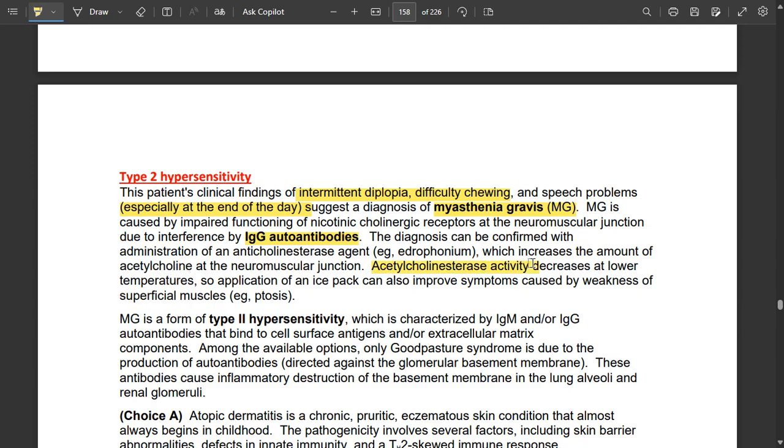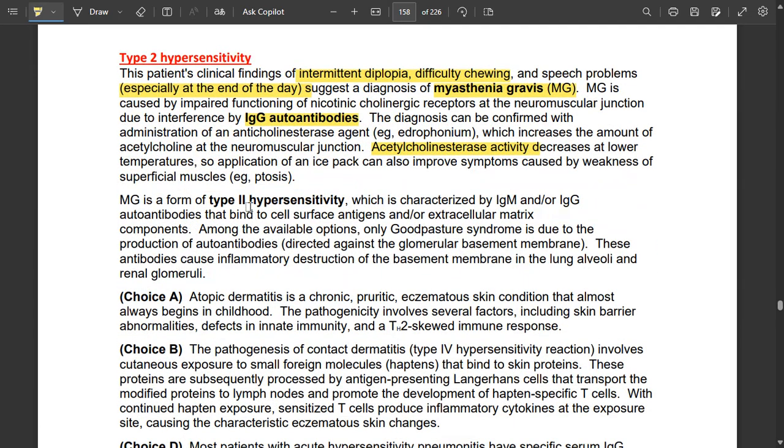Acetylcholinesterase activity decreases at lower temperature, so application of an ice pack can also improve symptoms caused by weakness of superficial muscles, for example ptosis. Myasthenia gravis is a type 2 hypersensitivity reaction which is characterized by IgM or IgG autoantibodies that bind to cell surface antigen or extracellular matrix component.